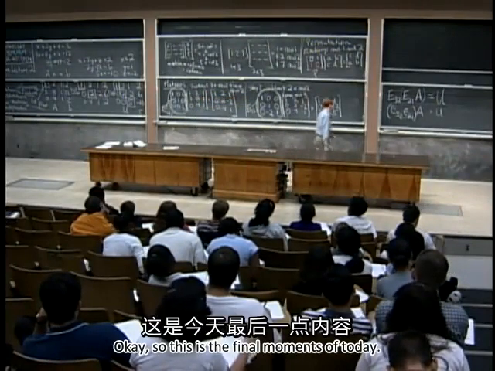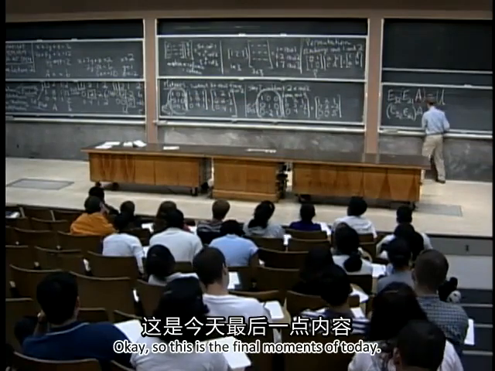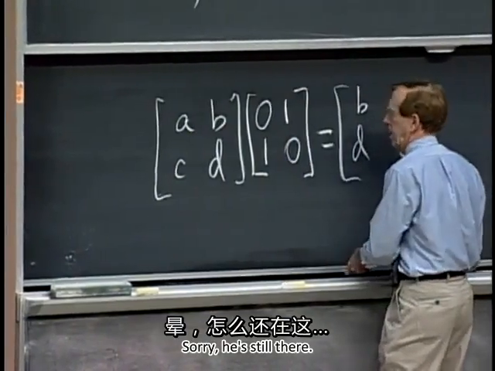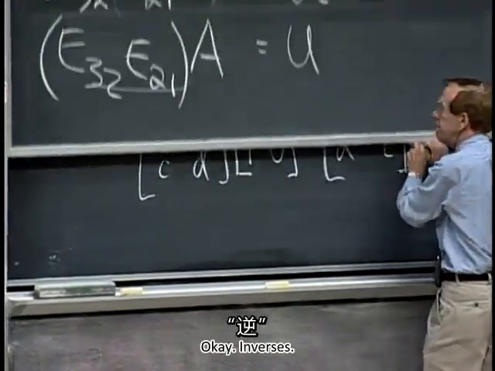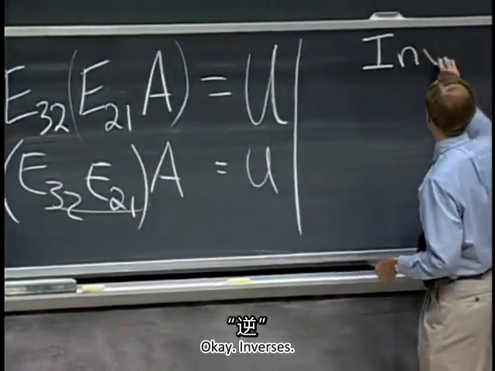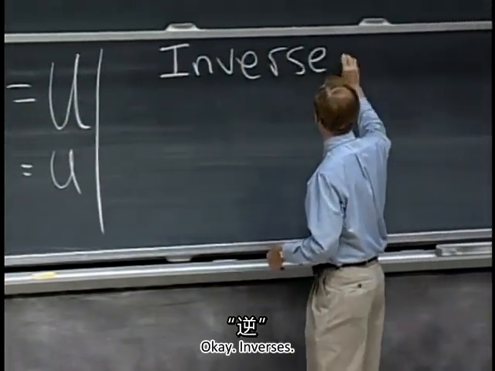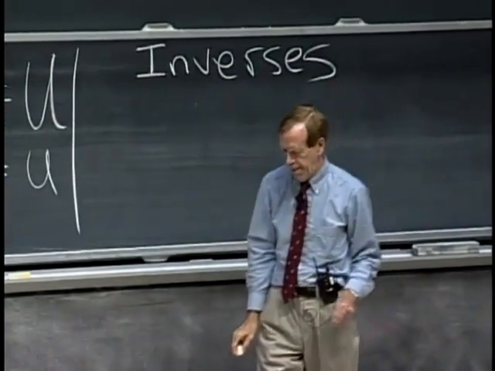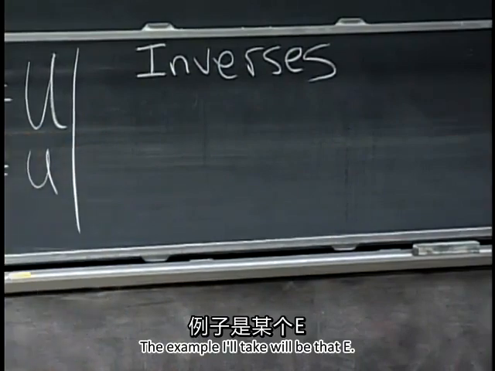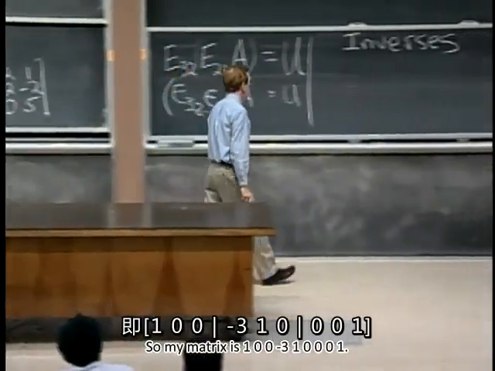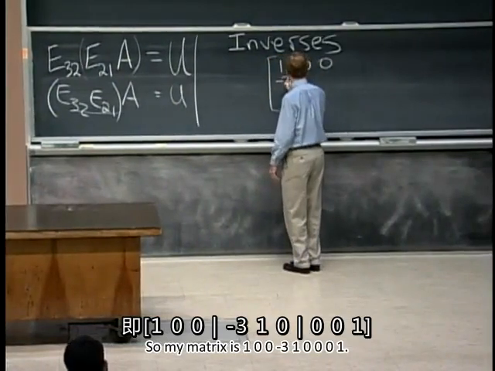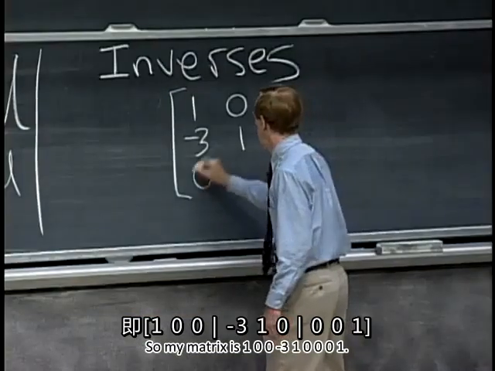Okay, so we're getting a little leg up on inverses. So this is the final moments of today. Okay, inverses. Okay, and I'm just going to take one example and then we're done. The example I'll take will be that E. So my matrix is 1, 0, 0, minus 3, 1, 0, 0, 0, 1.